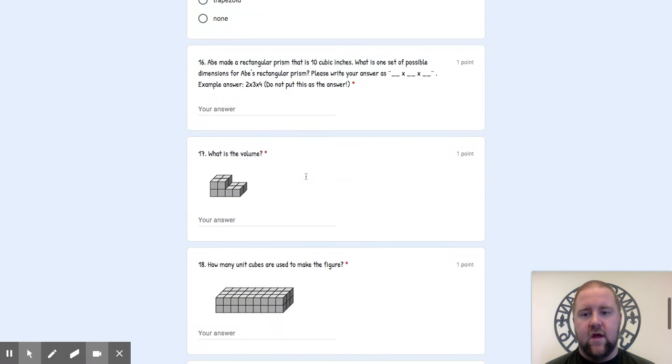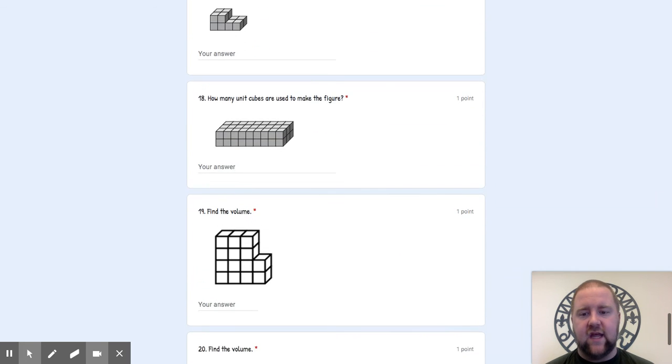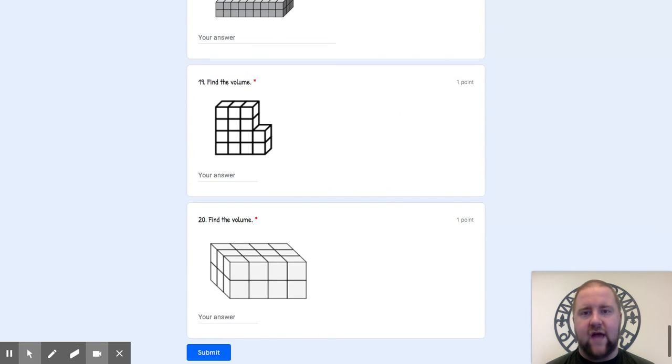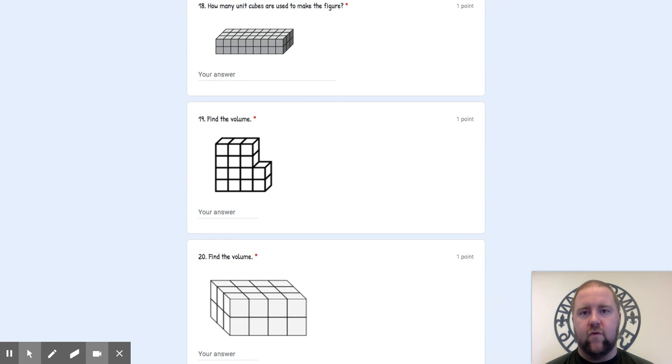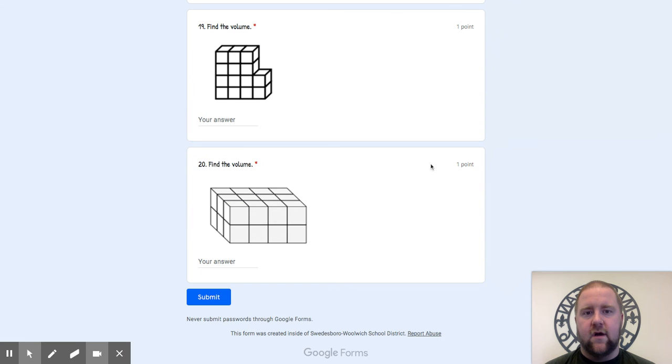All right. And then 17, 18, and 19, you're just counting the cubic units. Okay. So that's kind of what we're looking for here. And it says how many unit cubes are used, how many cubic units are used. So just make sure you're putting the number in there for those. But that's it. All right.